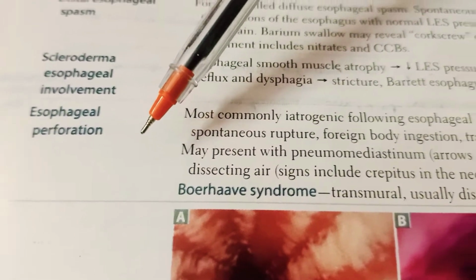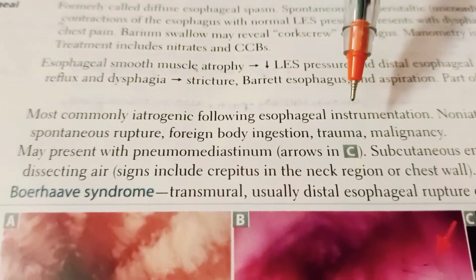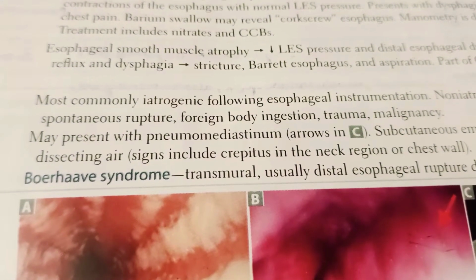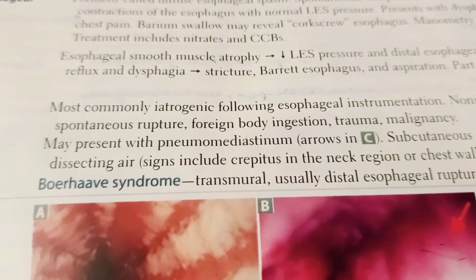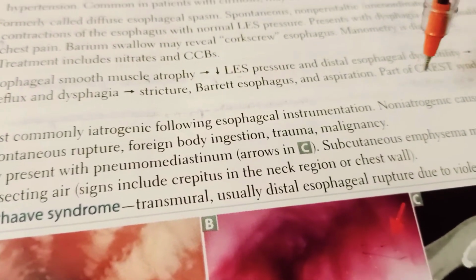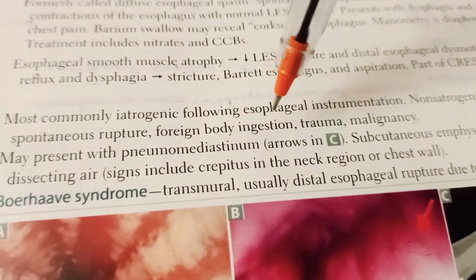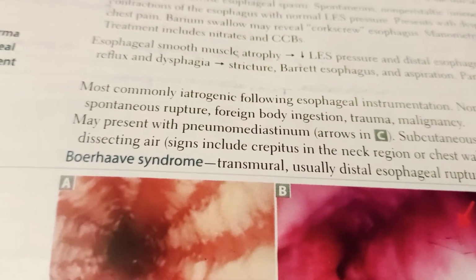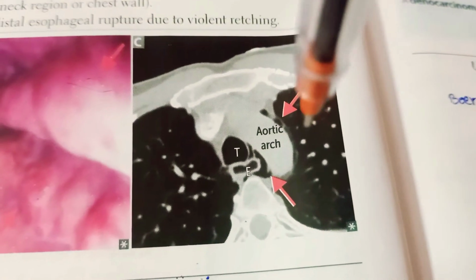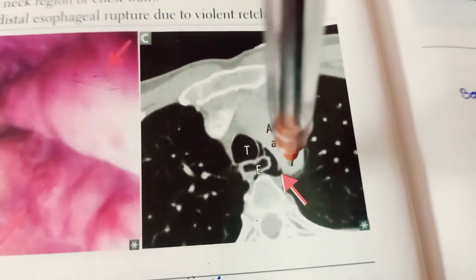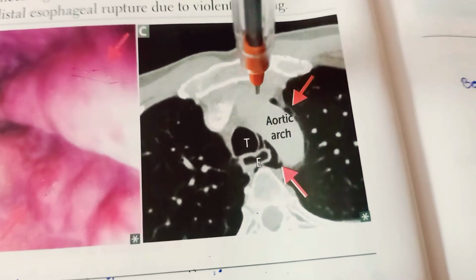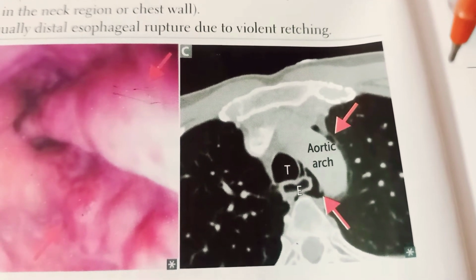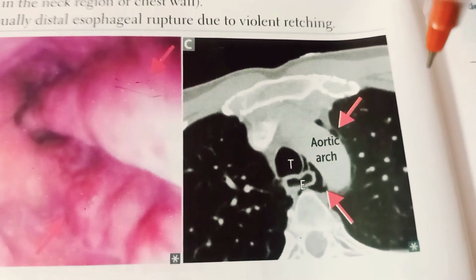Next, esophageal perforation. It is most commonly iatrogenic, following esophageal instrumentation. For the esophagus, either for diagnosis or for treatment, we send instruments into the esophagus, so sometimes it may perforate. Other non-iatrogenic causes are spontaneous rupture, foreign body ingestion, trauma, and malignancy. It will present with pneumomediastinum because from the perforation you enter directly into the mediastinum. You can see these red arrows. This is the esophagus, and you can see the perforation. You can go into the aortic arch or come directly into the mediastinum. That will lead to subcutaneous emphysema due to dissecting air. Signs include crepitus in the neck region or chest wall.